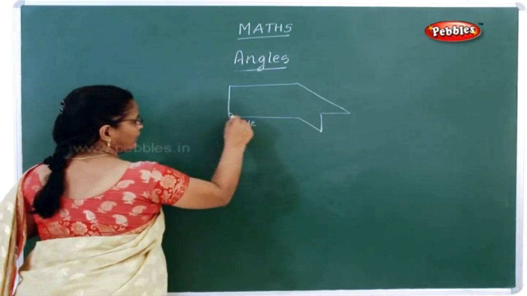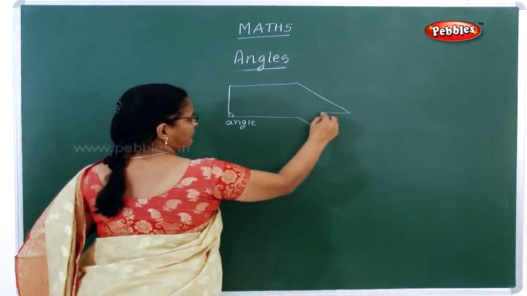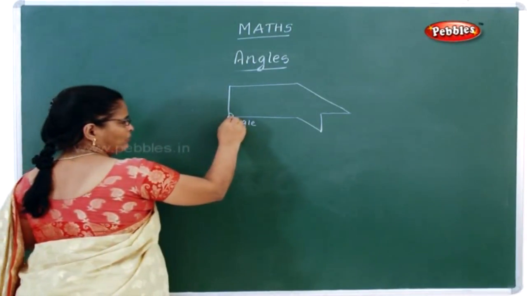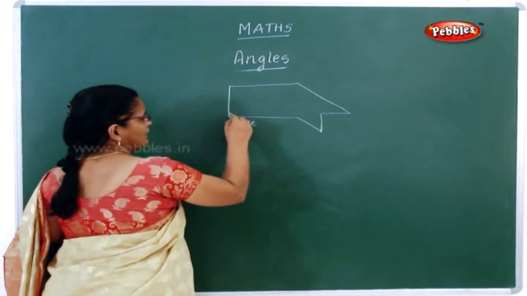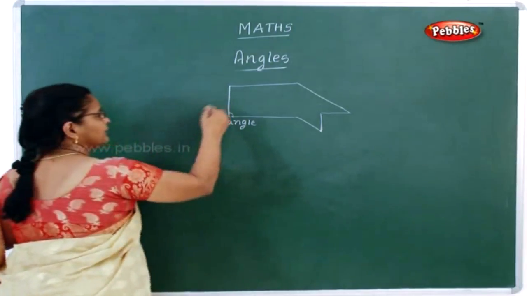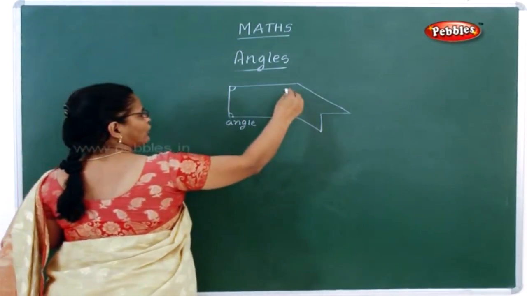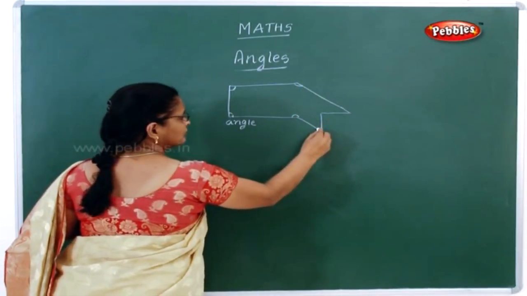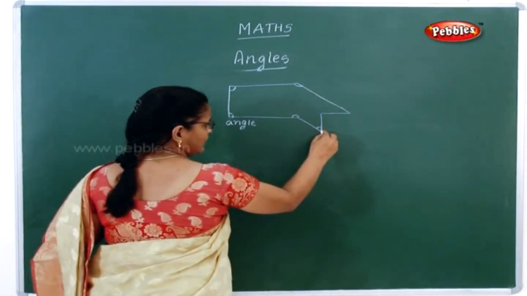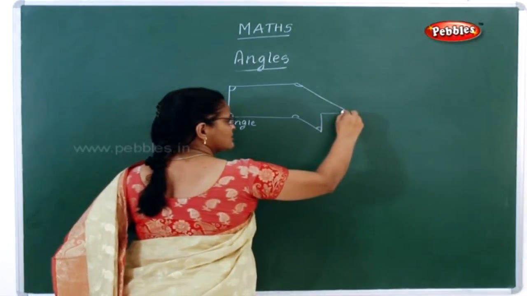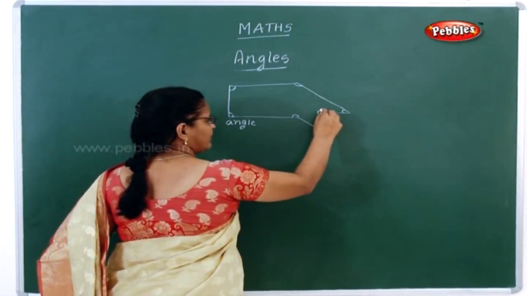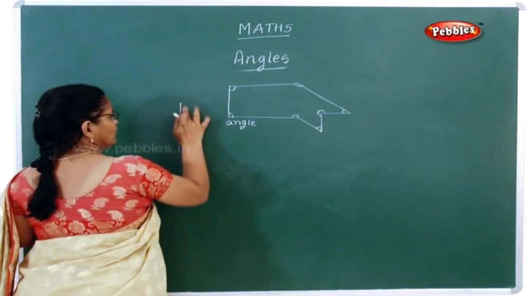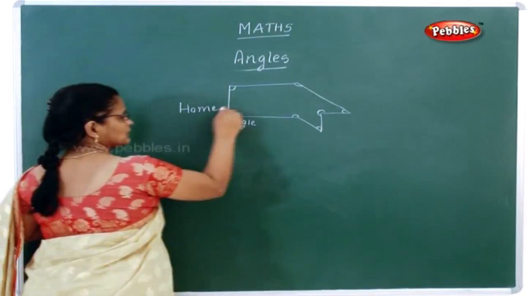I'll repeat once again. What is a shape? The shape is made up of lines, and these lines meet at one point, which we call the vertex, which will make an angle. See again here, this is also one angle, and this is also one angle. Two lines meeting together make an angle. So from home to post office.